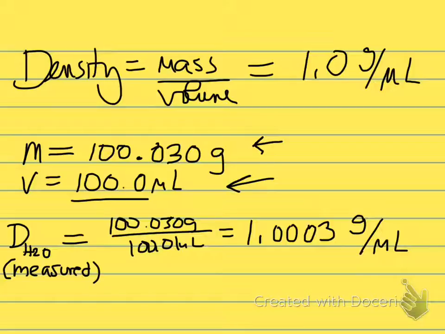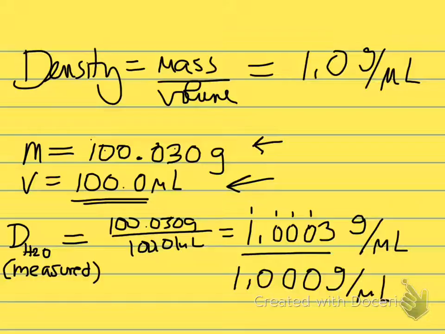This is what's limiting me. This has got 1, 2, 3, 4, 5, 6 sig figs. This has only got 4. I can have 4 sig figs. What's my final answer? Recorded answer. How do I take this down to 4 sig figs? 1, 2, 3, 4. 1.000 grams per milliliter.